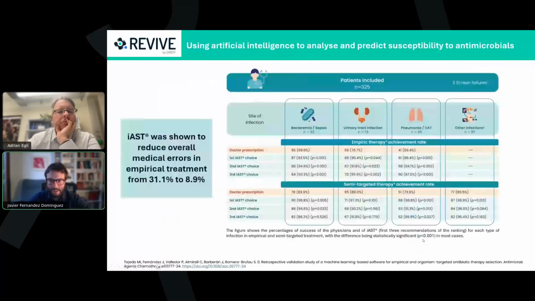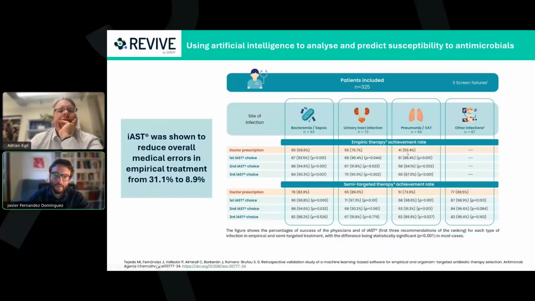So in the next slide, we can see that the software was able to reduce medical errors in empirical therapy from 31.1% to 8.9%. Here in the table, you can see the results detailed by specific infection. Here in orange, we can see the percent of accuracy of the doctor: 69.9 for bacteremia, 76.7 for urinary tract infection, or 59% for pneumonia.